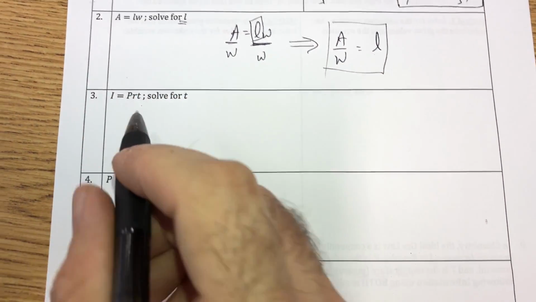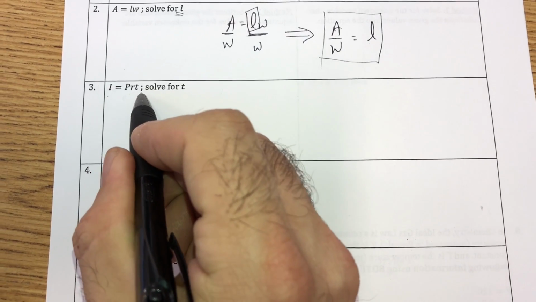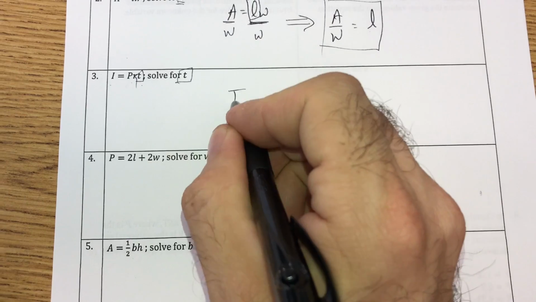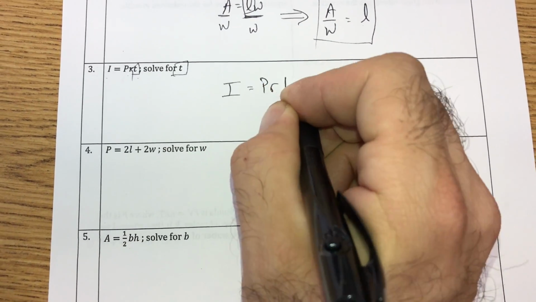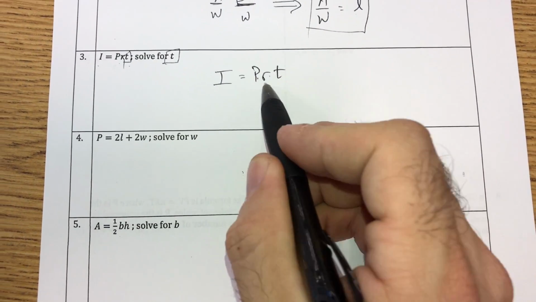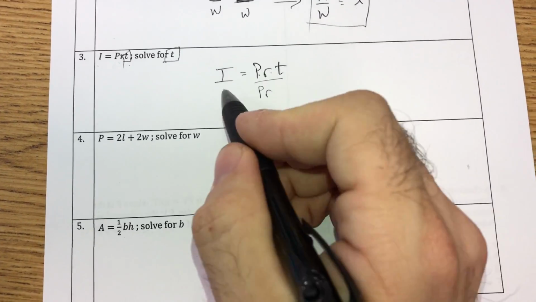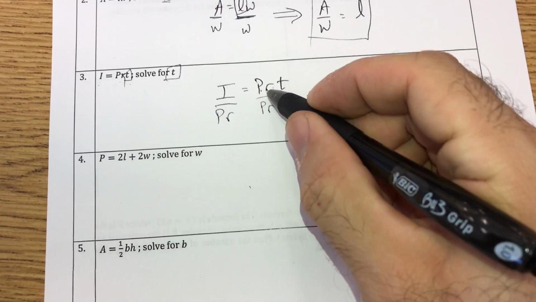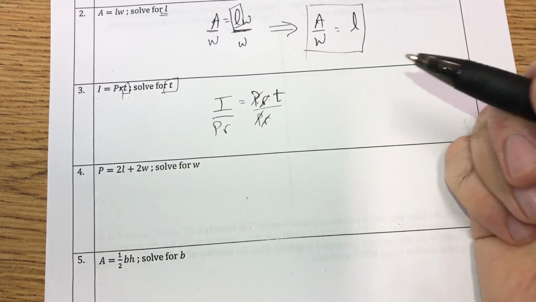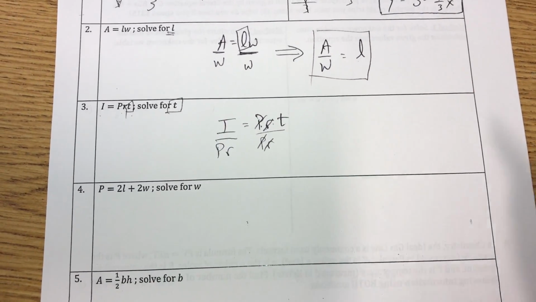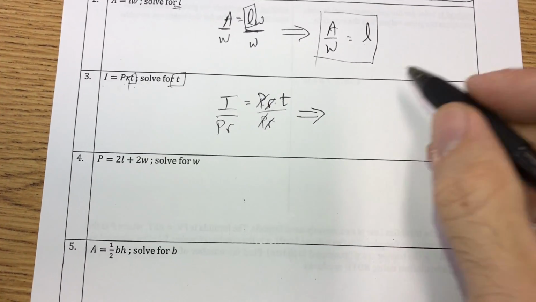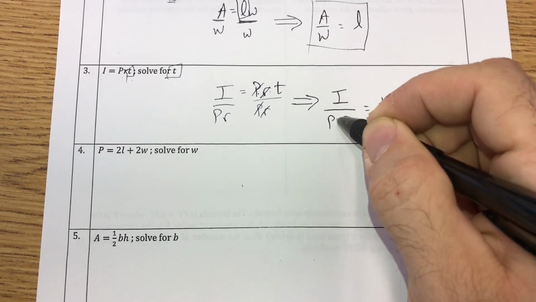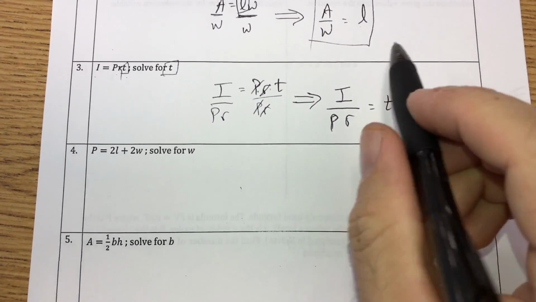Let's go with some chemistry formulas here. I have I equals PRT, solve for T. So I'm going to get the T all by itself. Well, this is the cool thing about this one. Because everything's getting multiplied, I can divide out the PR all at once and save myself some steps, because the R's cancel and the P's cancel because it's all multiplication. They're factors. So what am I left with? I over PR equals T. Pretty awesome. That's my answer.